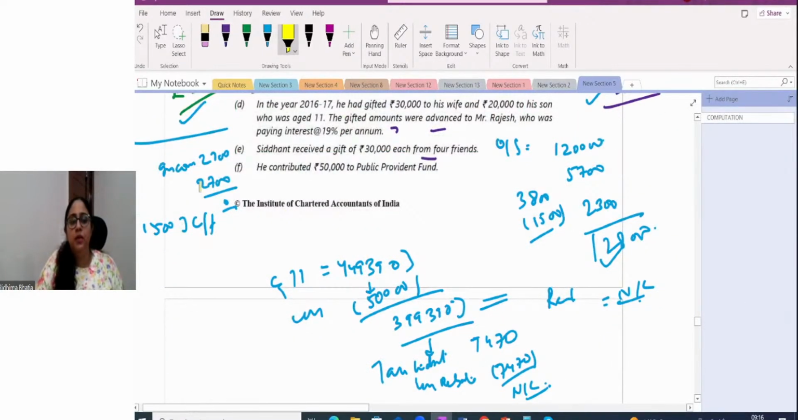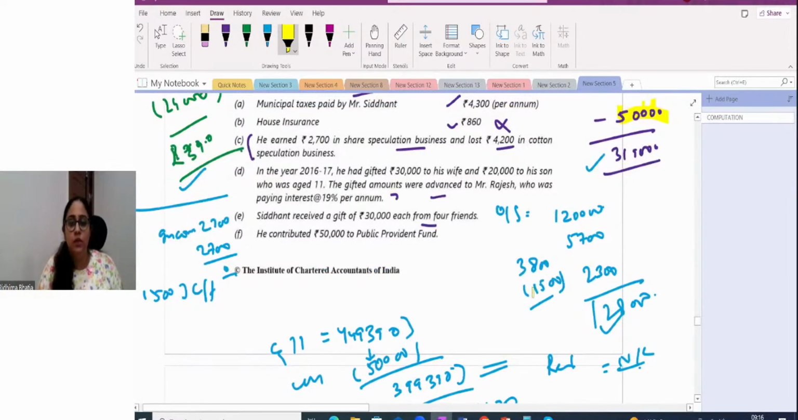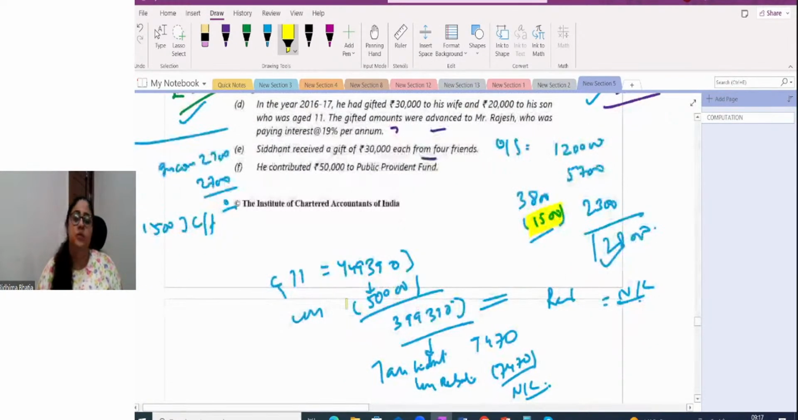Business income, anything? No. Business income would be the same as per 115 BAC and as per the normal regime. In other sources, this 1500 would not be allowed because exemption for minor clubbing is not allowed. And this 50,000 of 80C would not be allowed.